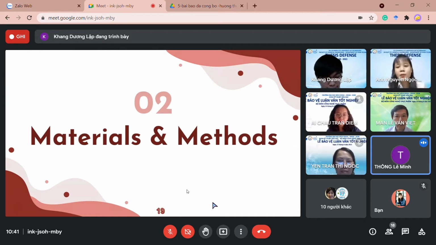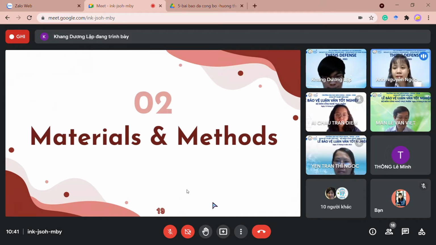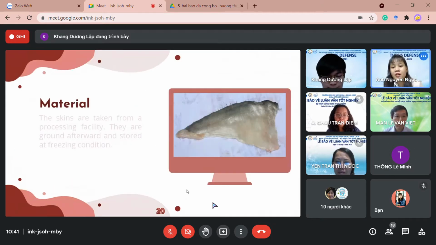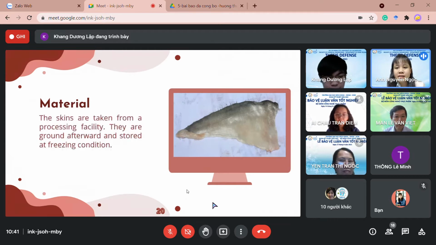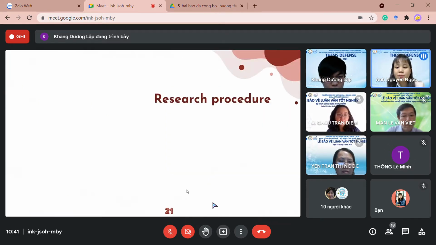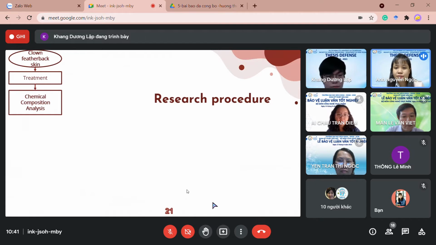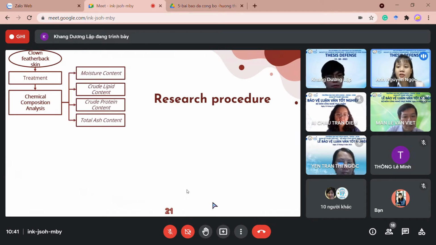Next, we will talk about the materials and methods applied for the study. For raw material, the skins of Chitala ornata taken from processing plants were ground and kept in freezing condition at lab B10. Then we proceeded with the research following this procedure. After the skin treatment, the chemical composition was analyzed as moisture, crude lipid, crude protein, and total ash content.